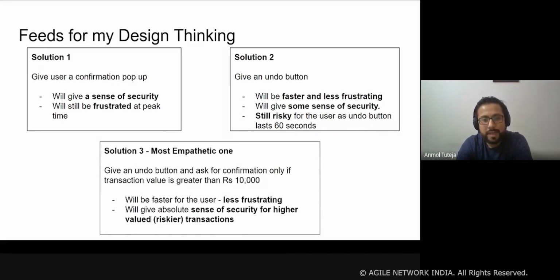Now, solution three, keeping those map items in mind. So what is the most empathetic one? Give an undo button, and ask for confirmation only if transaction values are greater than 10,000 rupees. He hadn't thought about it, but when we presented the solution, the user felt less frustrated because it's faster. The user is not getting the confirmation button each time. It's less risky because the undo button remains for some time. And if the transaction is greater than 10,000, he feels okay. It's less risky. If the transaction is greater than 10,000, I'll be asked before submission of the form. So this kind of solution was the most empathetic one to solve the problem for that person.